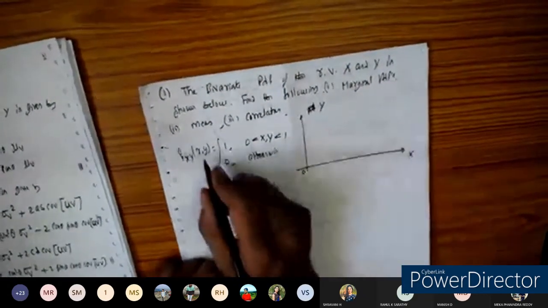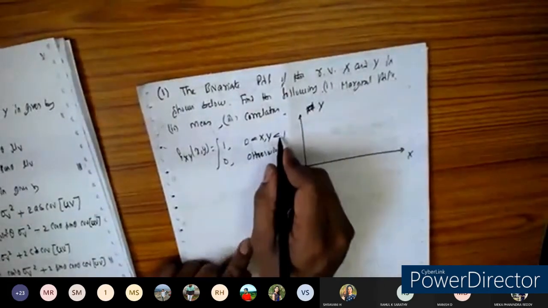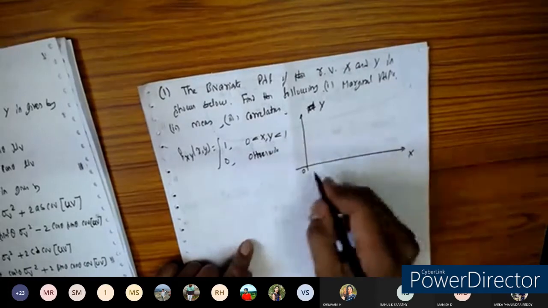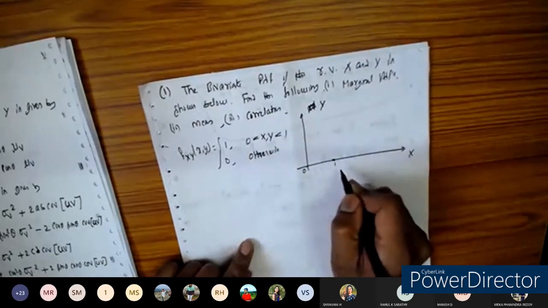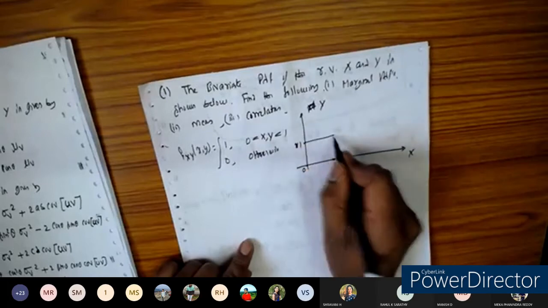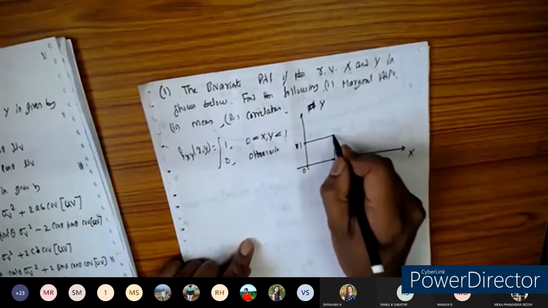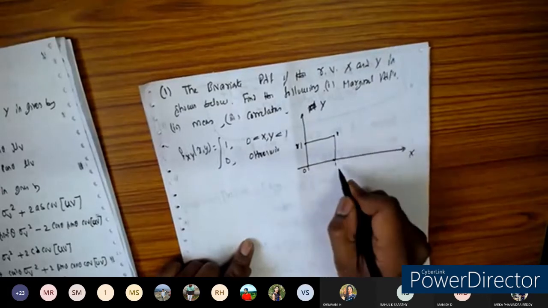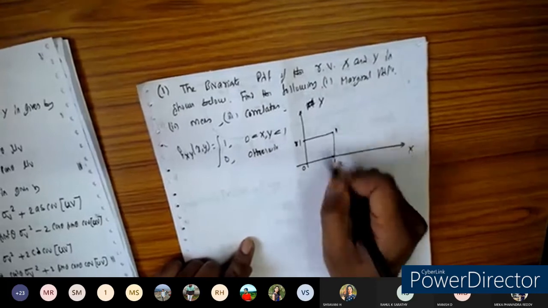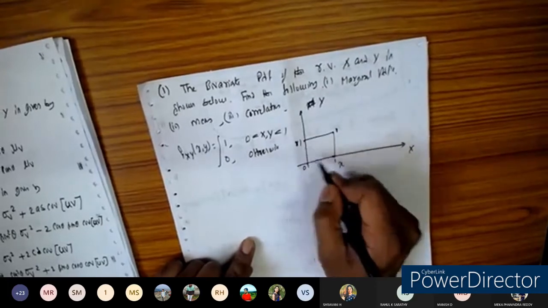So for x and y less than 1, it will have the value 1. Elsewhere it will be equal to 0. Let us mark x is equal to 1, and let us mark y is equal to 1 here. The intersection of that becomes like this. So from 0 to 1, it has the value 1.